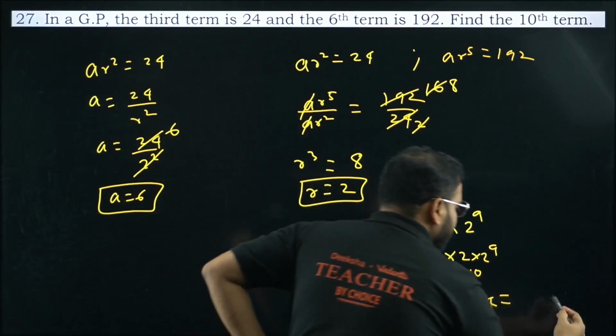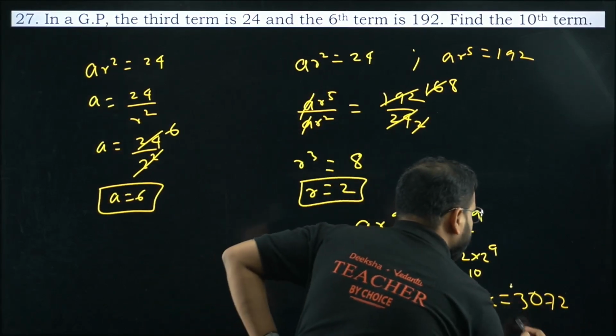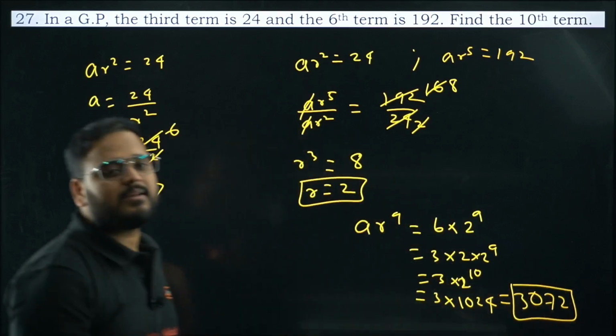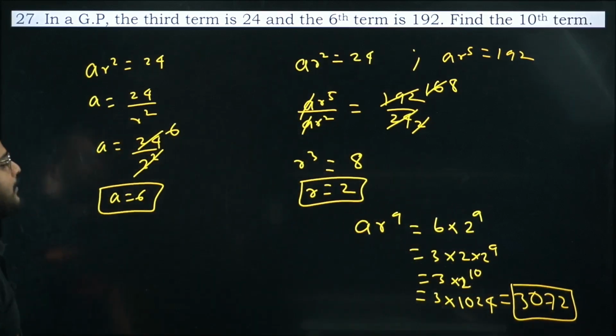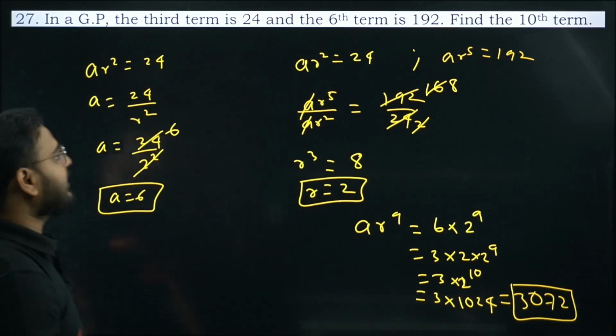24 into 3, sir, 72. 0 will stay as it is. We'll have 3 here. What is the answer? 3072. Please check. The answer is 3072. Done. Simple. Extremely simple. Let's move on to question number 28.